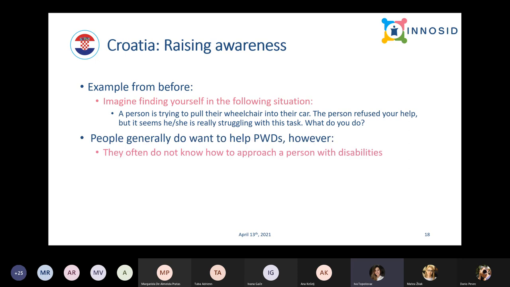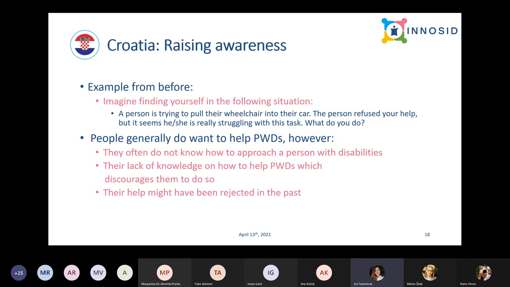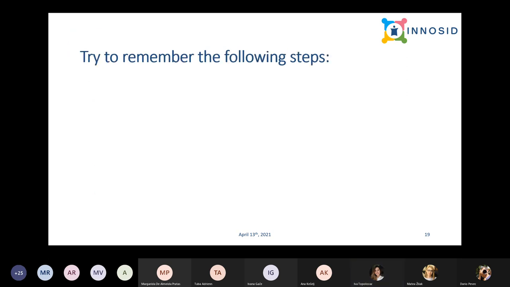Generally, people do want to help people with disabilities in certain situations. However, people often lack the knowledge of how to do that, and this makes them either afraid to approach them, or they have been perhaps rejected in the past, or anything similar to this. Okay, so referencing that situation, we have developed an application for raising awareness about people with disabilities. And while we were developing this application, we organized meetings with representatives of different organizations of people with disabilities. And they themselves told us what they preferred we do in certain situations.